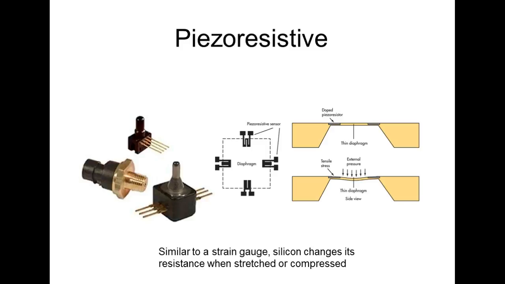So piezoresistive is basically very similar to a load cell. Similar to the strain gauges, silicon changes its resistance when what? Pressure. Except a load cell uses wires, where piezoresistive uses silicon. But it works on exactly the same principle. So we mount these things inside a Wheatstone rig. And these guys right here, these are just about all of your solid state pressure sensors used.